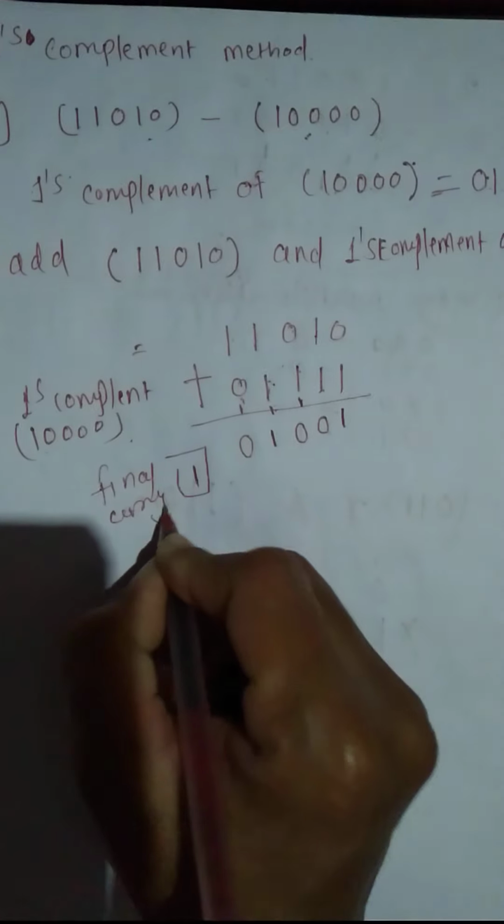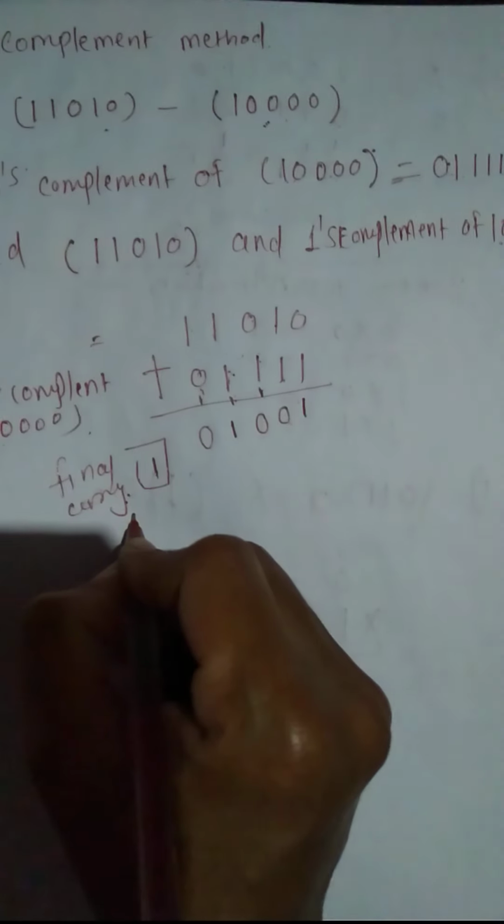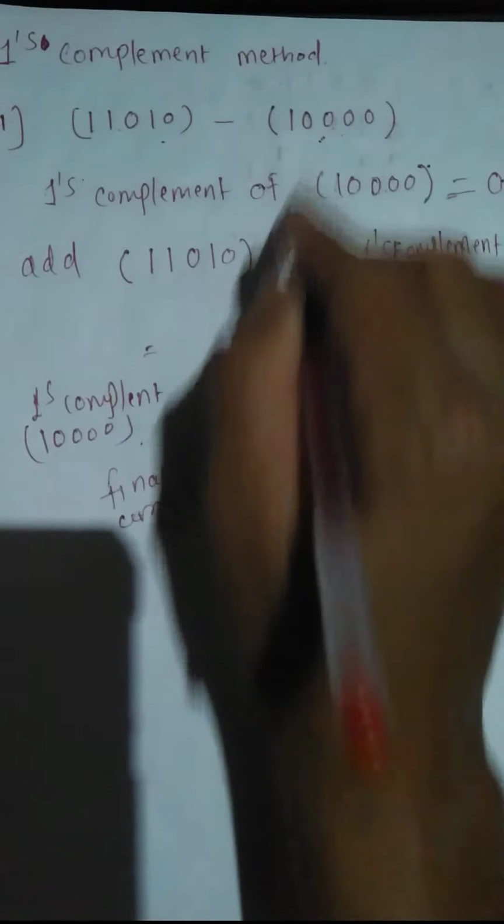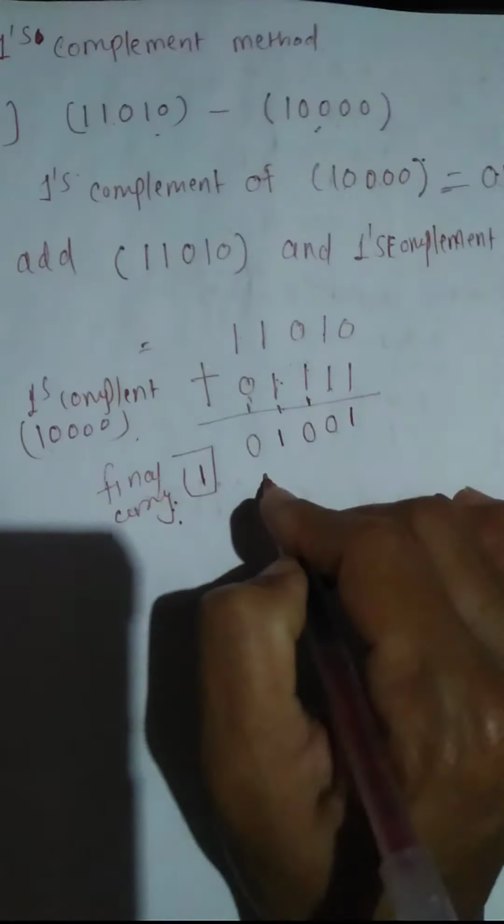Finally, if carry is 1, the answer is positive for this number, so the final carry we add into this result, 1 plus 1 is 0 carry 1, giving 1010. This is the final answer of A minus B. This is binary subtraction using ones complement.